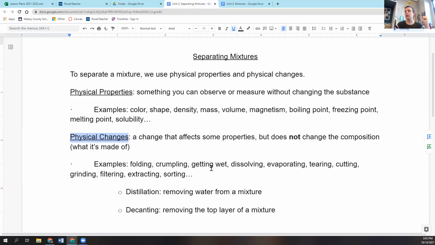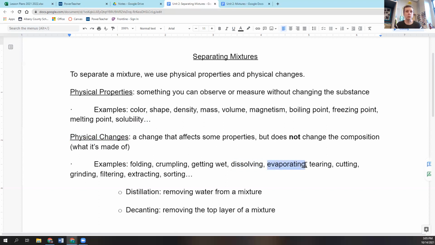Crumpling or getting something wet, those are physical changes. Dissolving, so here's one, this one goes with solubility. When I dissolve salt, it is still salt, it is still water. They're just mixed together in a homogeneous way, okay? So dissolving is a physical change.